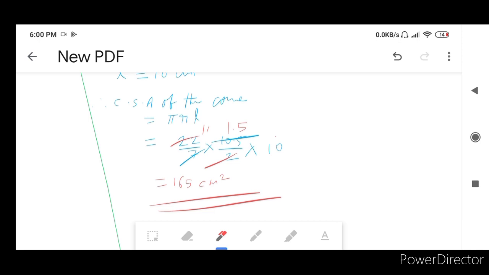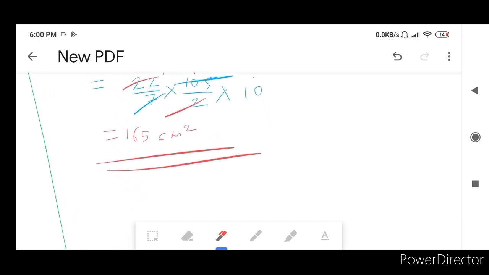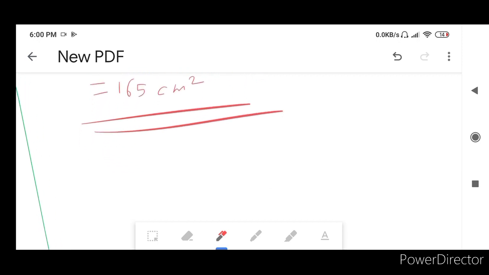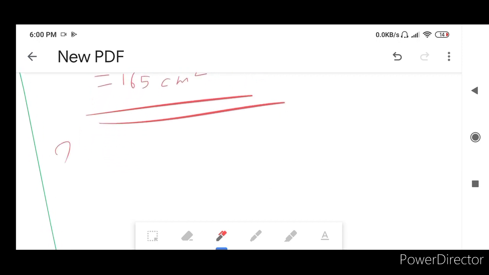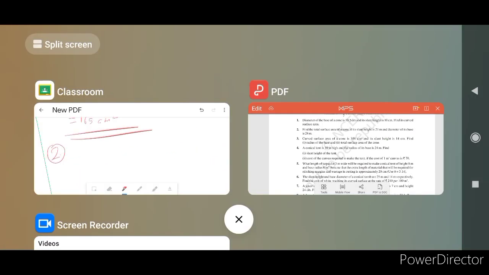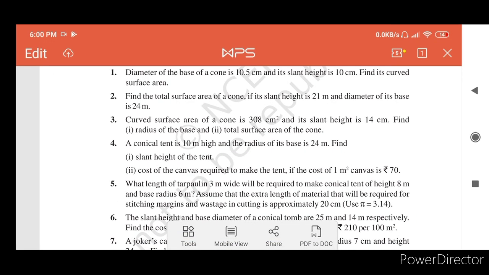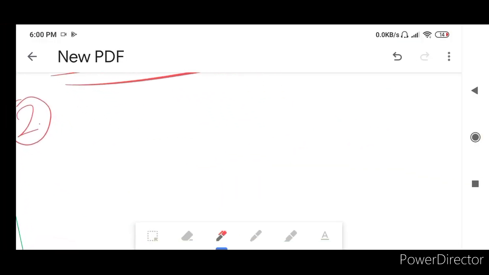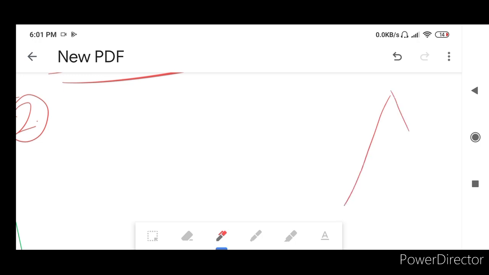Clear? Now let us do question number 2. It says: find the total surface area of the cone if its slant height is 21 meter and diameter of its base is 24 meter. Let me open the question first. Clear? So first of all we will be drawing the diagram. Don't forget to draw the diagram. Let us draw the diagram.